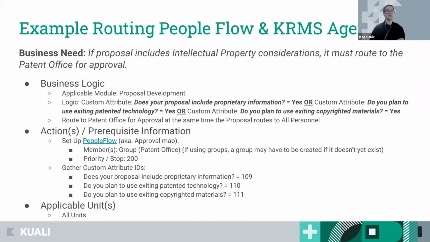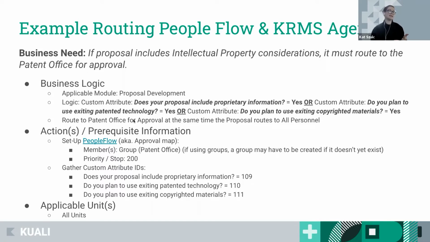Is it a question? Is it a custom data? What are the attributes that I'm using to get that information? So I know in my example that I'm using today in my environment, intellectual property considerations are actually 3 custom data fields. And I've identified what those custom attributes are. So I have 3 questions that are being asked. Basically, if any one of these questions is a yes, then I want to route to the patent office for approval.